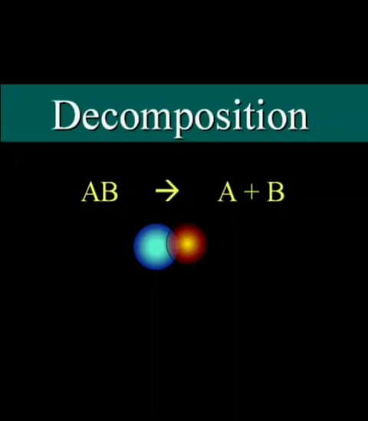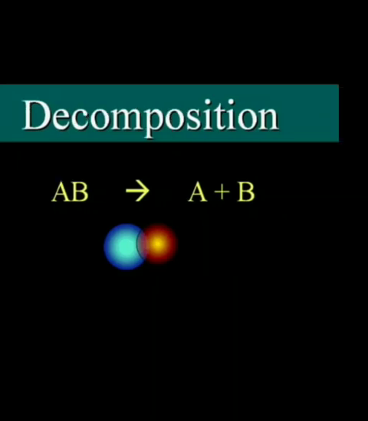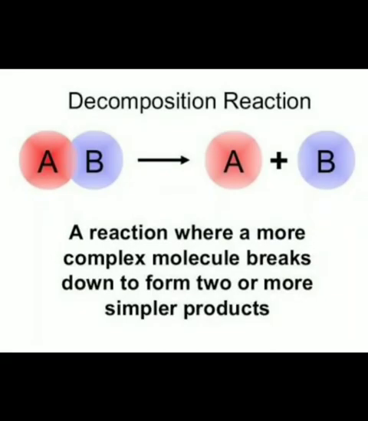So what do you find about the decomposition reaction? It is a reaction where a more complex molecule breaks down to form two or more simpler products. See here, AB is a chemical compound and it is decomposed and produces A plus B. The decomposition reaction will be brought about by the presence of heat or light or electricity.